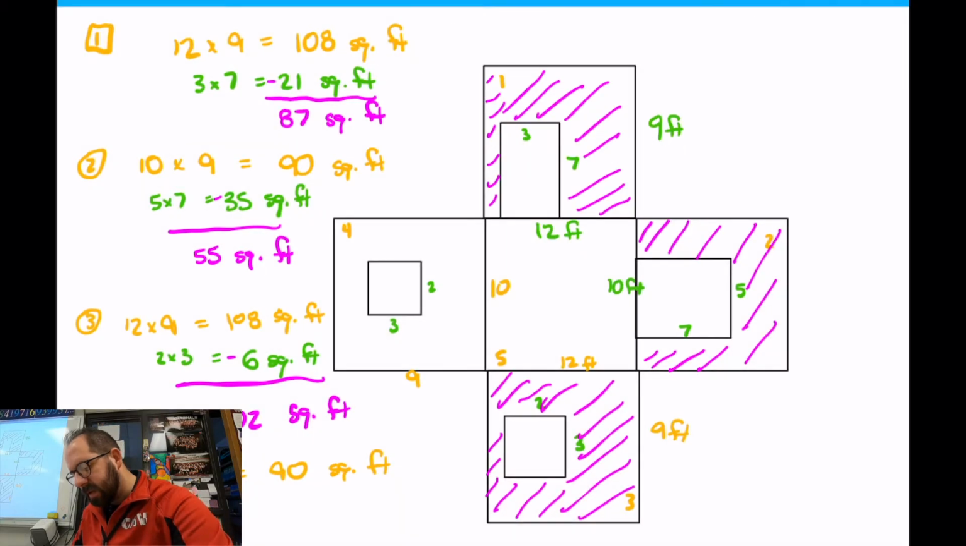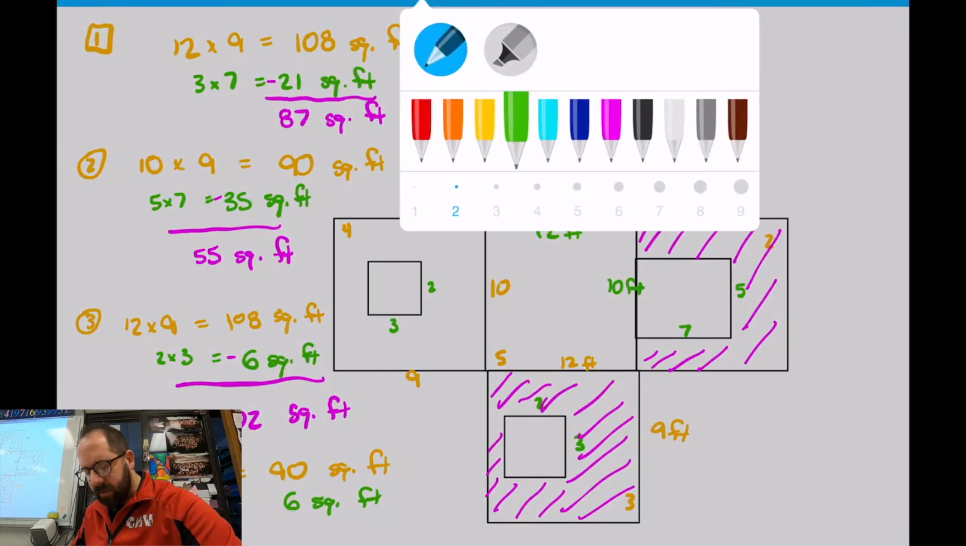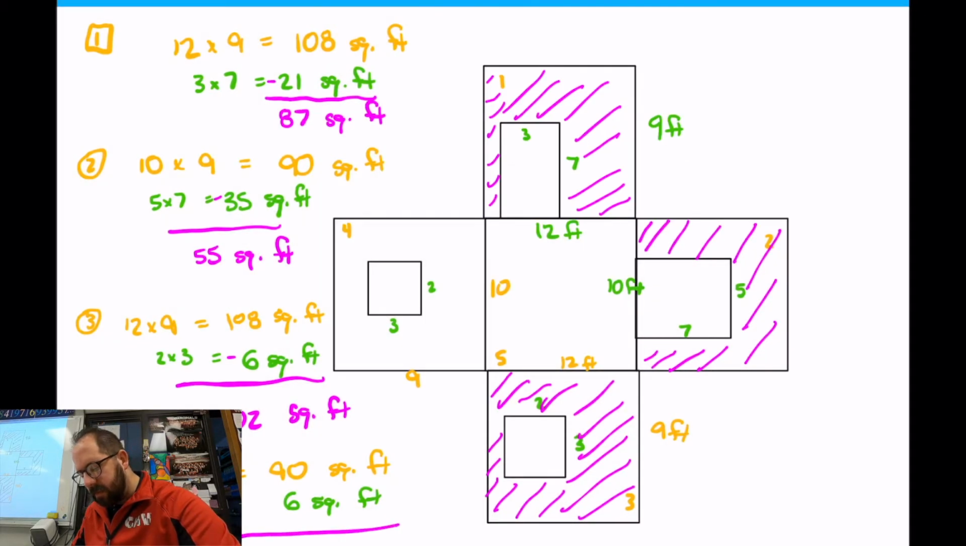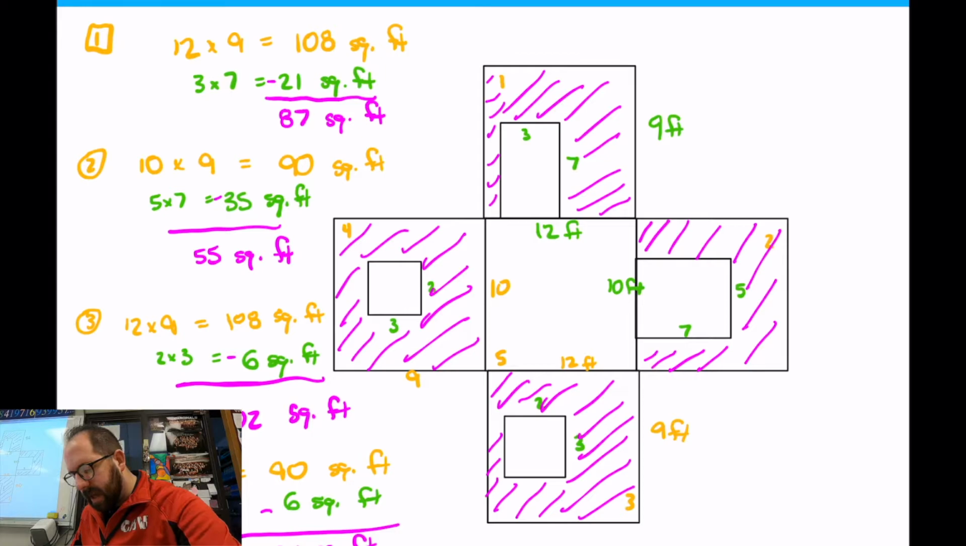Because again, this was a 10 by 9 wall. And then you're absolutely right. We subtract out the window, which is 2 by 3, which is 6 square feet. And so what is that? 84. So we subtract, and you get 84 square feet. That's this wall right here.